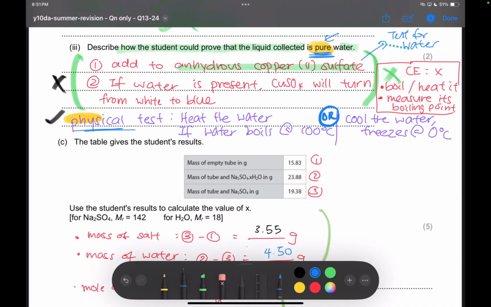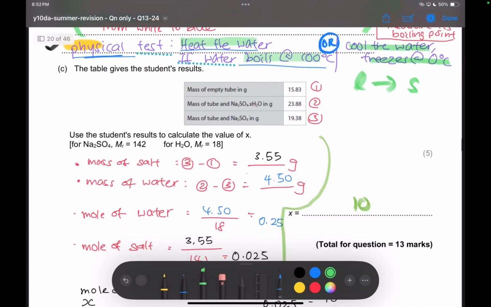We can either heat the water, and if the water boils at 100 degrees, then you know this water is pure, because a pure substance has a fixed melting, boiling or freezing point, etc. Because it's water, we can also do it the other way, from liquid to solid state. We can also cool the water, and if it freezes at 0 degrees Celsius, then we know it's also pure water. So you can use either the boiling point or the freezing point to help you determine the purity of this water.